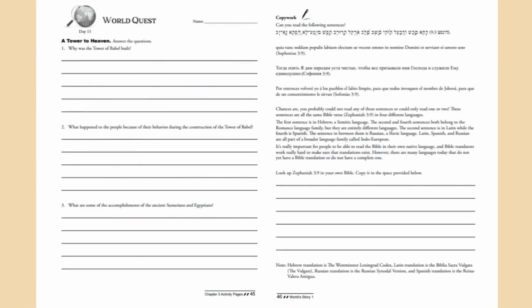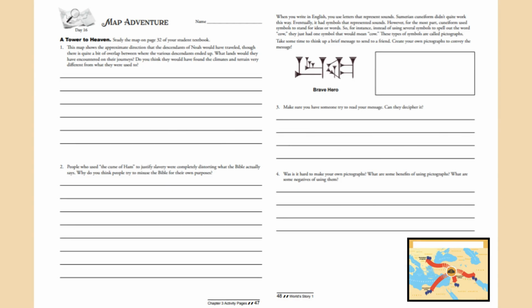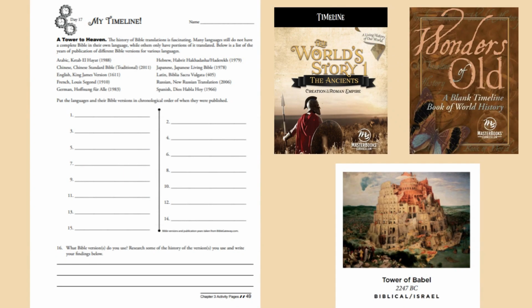On the third day of Chapter 3, students will complete Activity Sheet 1 from pages 45 through 46. On the World Quest Activity Sheet, students will read the prompts and write their answers. On the fourth day of Chapter 3, students will complete Activity Sheet 2 from pages 47 through 48. For this map adventure, students will study the map from their student text and answer the prompts.